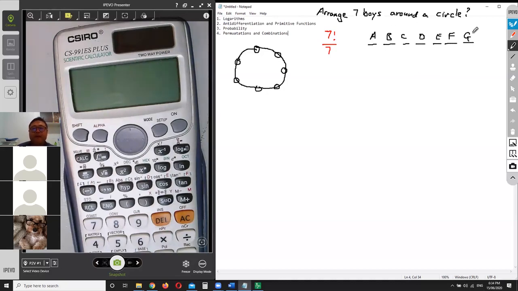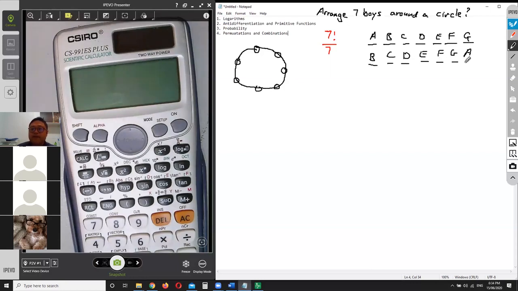But if it's in a circle, right? Where's the start of the circle? There is no start of the circle, right? So let me give you another arrangement. It can go E, F, G, A, B, C, D if it's in a line.